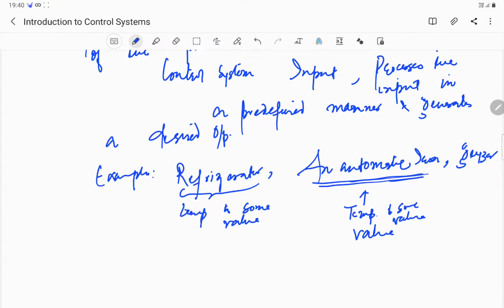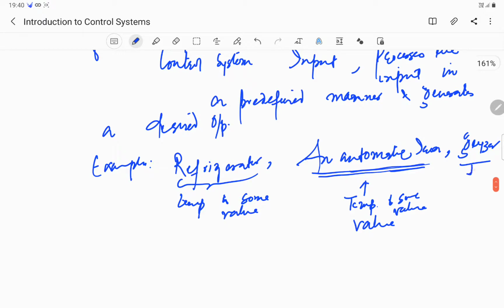Likewise, an electric geyser, for example, we set the temperature of the electric geyser and it maintains the temperature of the water within the geyser to that value only. The temperature doesn't go beyond that value. When the temperature reaches that value, the geyser automatically turns off. So these are all examples of control systems. So in case of refrigerator, for example, the refrigerator is a control system.